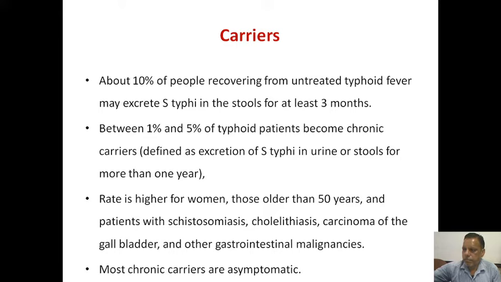It has been seen that the rate is higher in the female gender, elderly people, and those with schistosomiasis, cholelithiasis, some problem with the gallbladder like carcinoma, and other GI malignancies. Most chronic carriers are asymptomatic.